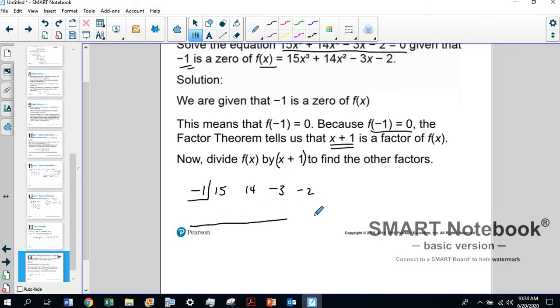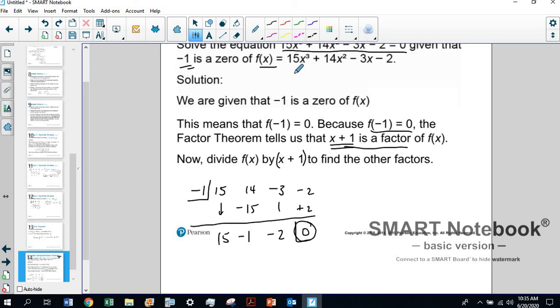So we're going to do synthetic division, bring the 15 straight down, times negative 1 is negative 15. Add these together, get negative 1. Negative 1 times negative 1 is positive 1. Add those, get negative 2. Negative 2 times negative 1 is positive 2. Add those together, get 0. Now, here's the key. You were already told this is a factor. If you don't get 0 here, you've made a mistake.